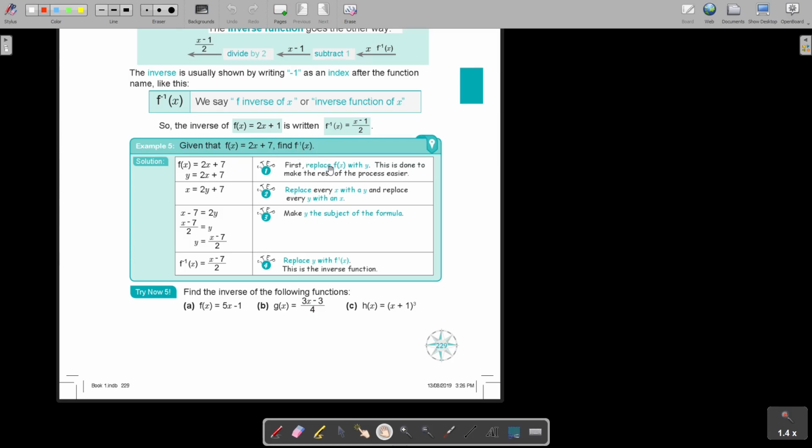Now, step 1. First, replace the f(x) with y. Okay, there I did that. Then, replace every x with a y and replace every y with an x. So where you see y, you make it x. And where you see x, you make it y. Easy as that. And then make y the subject of the formula. We did subject of the formula in chapter 4. So because it's positive, I let the 7 jump over, -7. I divide, and then I can just swap the two sides. And then don't forget to end with f^-1(x). And that, okay, it's not difficult, page 229. Make sure you can do that.